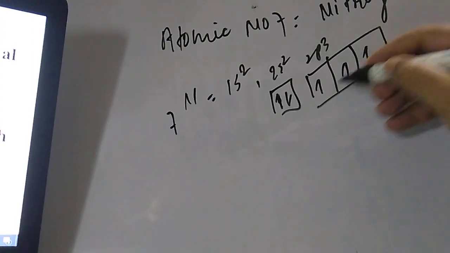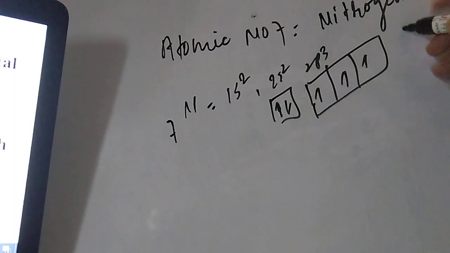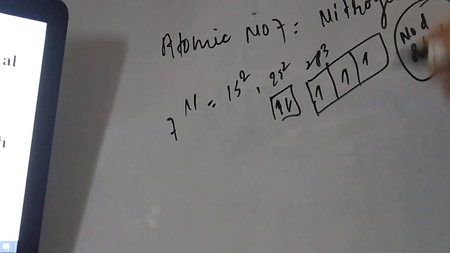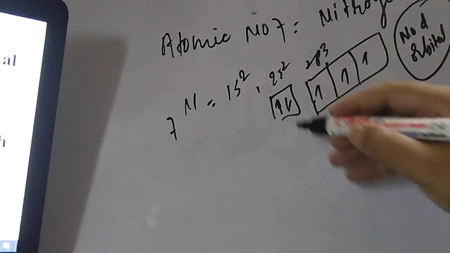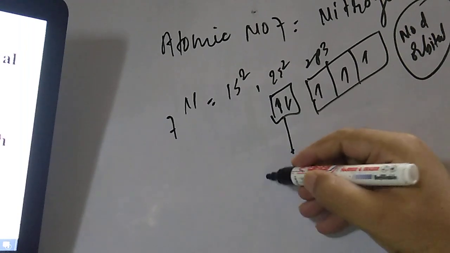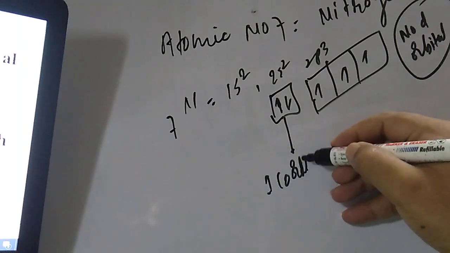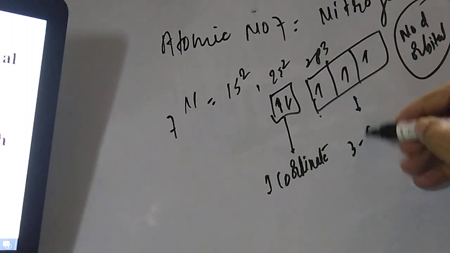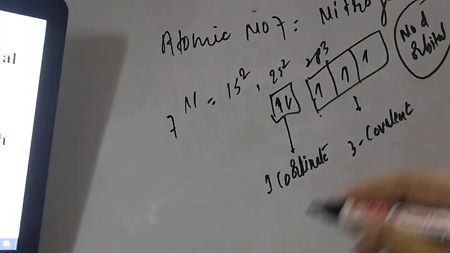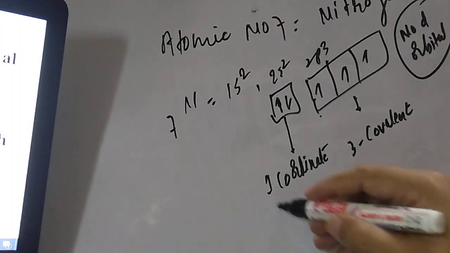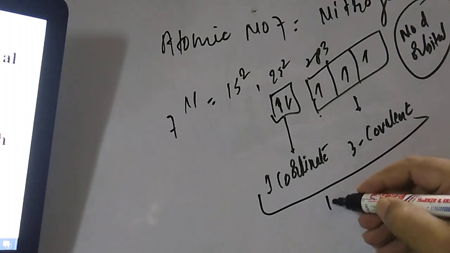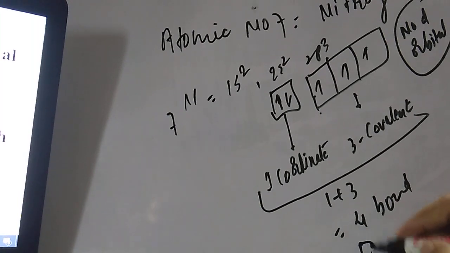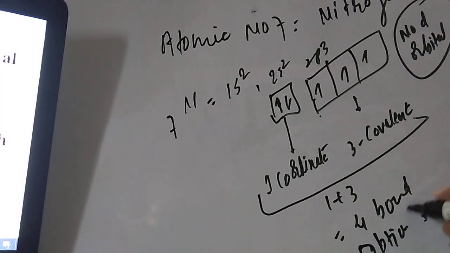a single electron, 3. Another thing, student: no d orbital is there in the case of nitrogen, so it cannot expand. So how many bonds will it form? Here it will form one coordinate bond, as the lone pair of electrons it can donate, and the 3 unpaired electrons give 3 covalent bonds. So the maximum valency is 1 plus 3, so how much will come, student? 4 bonds. So the maximum valency is 4. The correct option is option number 3.